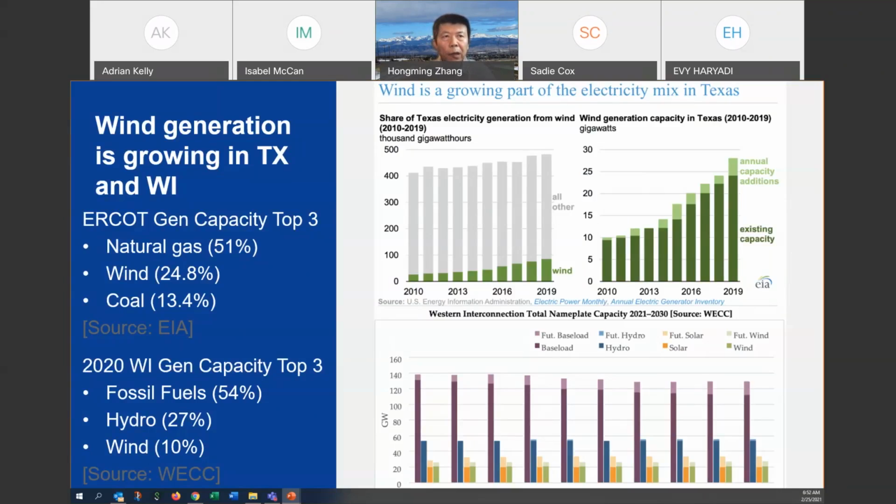The capacity will grow from 25 gigawatts to around 40 gigawatts, based on the WECC report. We will see the traditional units like fossil fuel, coal, natural gas, and nuclear, all together still at around 50% for the next 10 years. But the installed renewable capacity will more or less double. Next one.